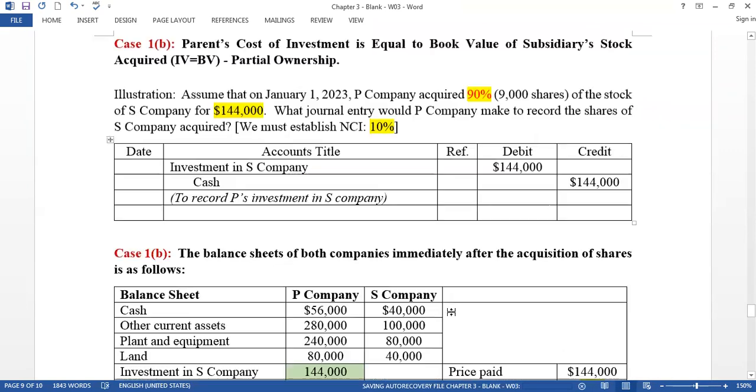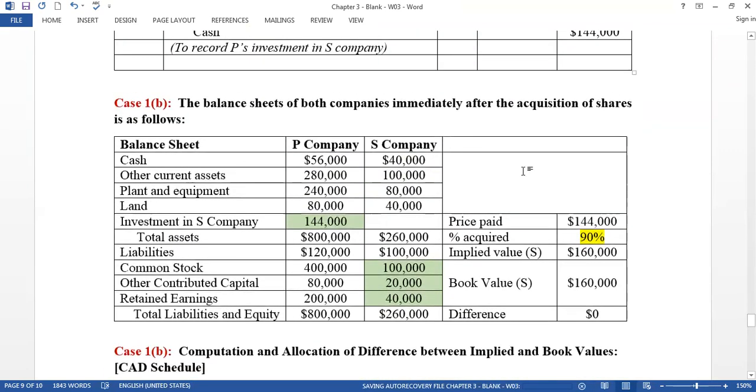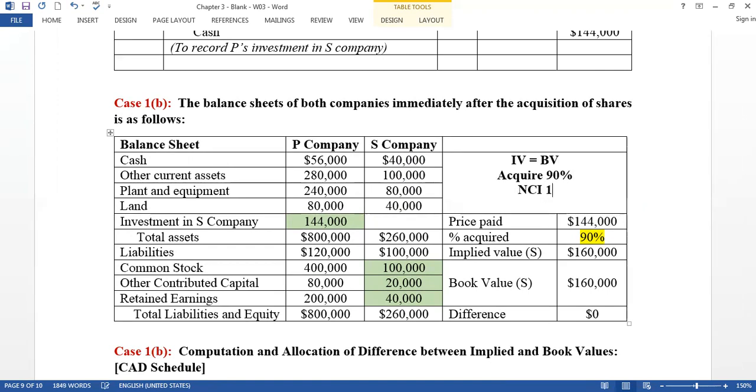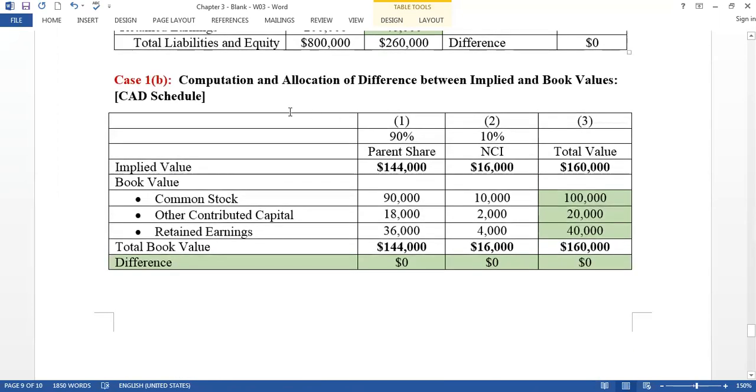Case 2 we have. So this is case 2. Implied value equals book value, right? We acquire only 90%. So for the remaining 10%, we establish NCI. So if you have NCI, you have to prepare the CAD schedule.